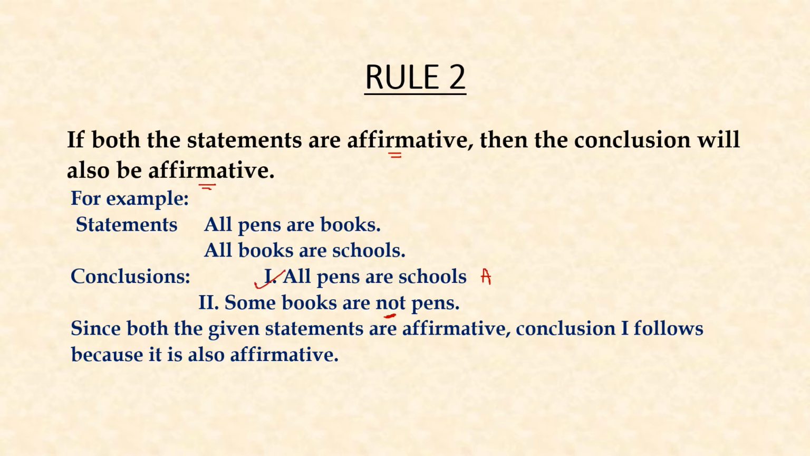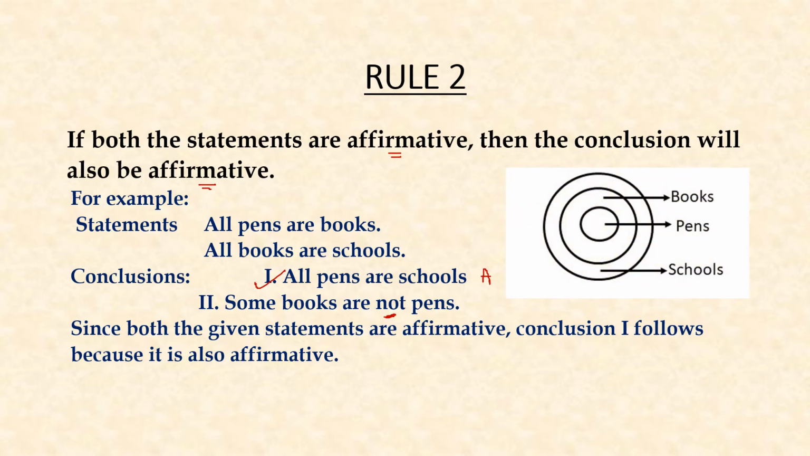Now let us check whether we are correct with the help of a Venn diagram also. So this is the Venn diagram that we use over here. The statement says all pens are books. So yes, pens are inside the books. This inner circle represents the pens. It is a part of the books, and all books are schools. So obviously books have to be inside the schools. Now conclusion 1 says all pens are schools. Yes, it can follow because pens are also located inside the circle for schools. And conclusion 2 says some books are not pens. So it may or may not be right, but we go with conclusion 1 since rule 2 also favors the same conclusion.